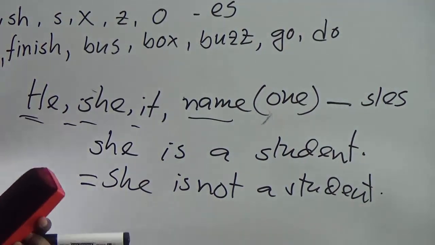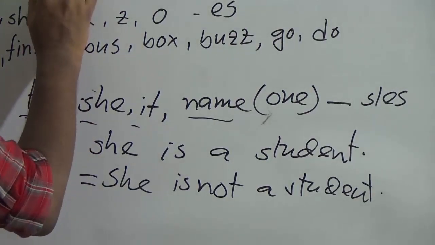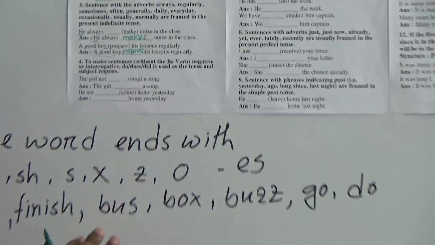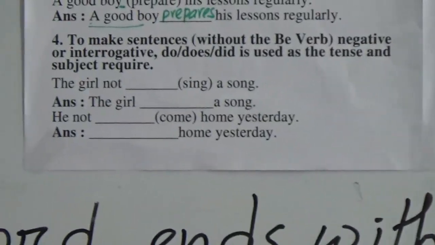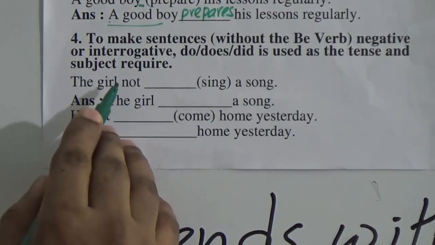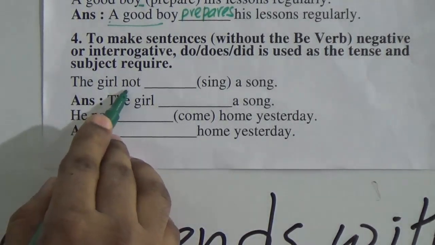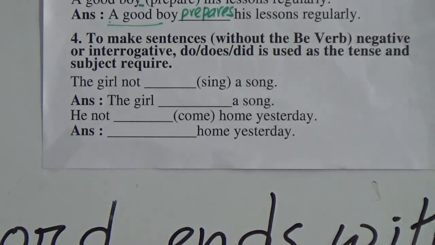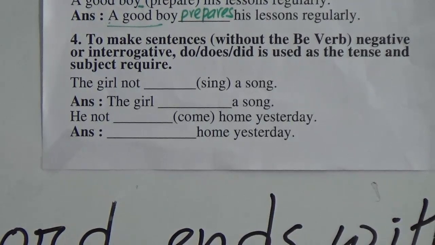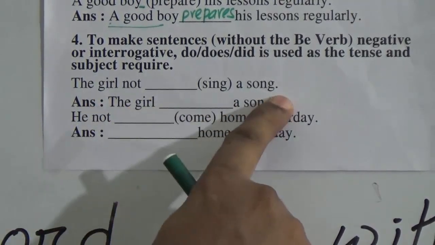So in this sentence, look, the girl not sing a song. There is no auxiliary verb. If there is no auxiliary verb, we will add do, does, did, and make it negative. As not is given, we have to make it a negative sentence. How will we make it negative? We will look at the tense.